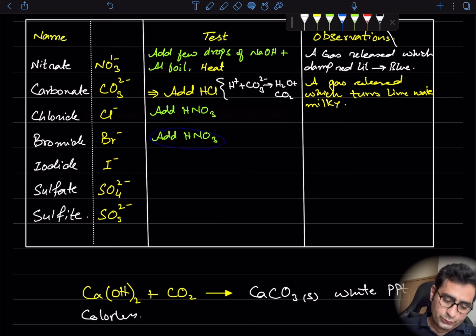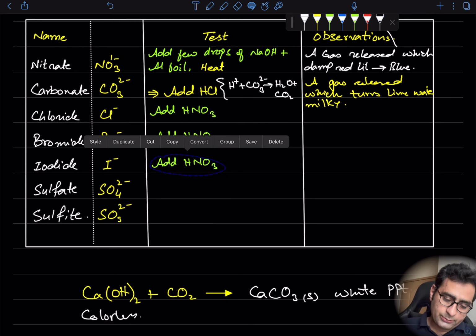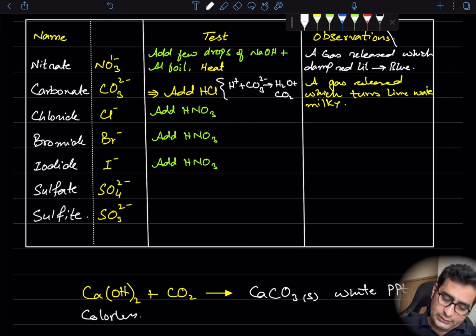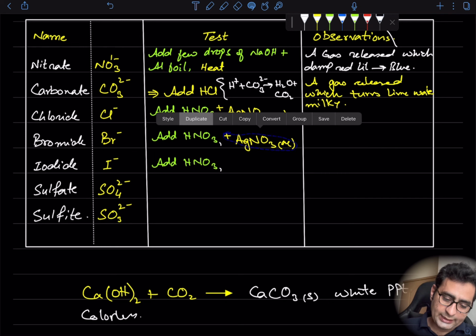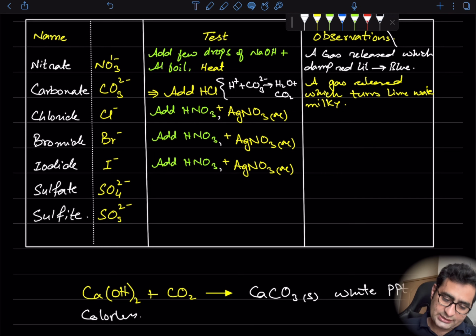This is dilute HNO3 for all chloride, bromide, and iodide. After adding HNO3, add silver nitrate, AgNO3 aqueous. AgNO3 is a transparent solution. First of all, add dilute HNO3 followed by silver nitrate, and the same test for bromide and iodide. This is bromide, and here this is for iodide.